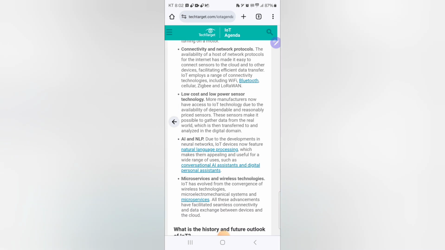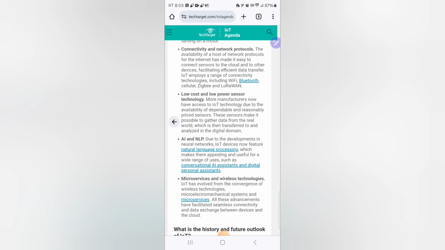Connectivity and network protocols. The availability of a host of network protocols for the internet has made it easy to connect sensors to the cloud and to other devices, facilitating efficient data transfer. IoT employs a range of connectivity technologies, including Wi-Fi, Bluetooth, cellular, Zigbee, and LoRaWAN.